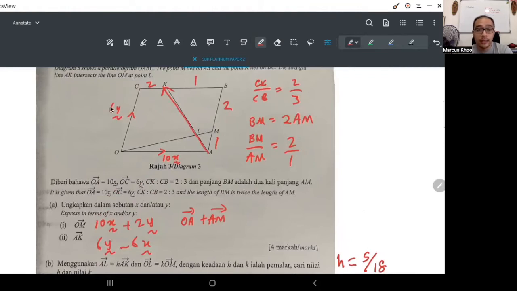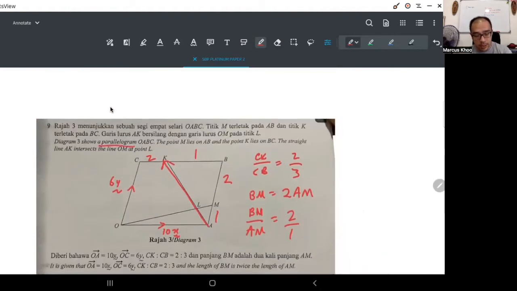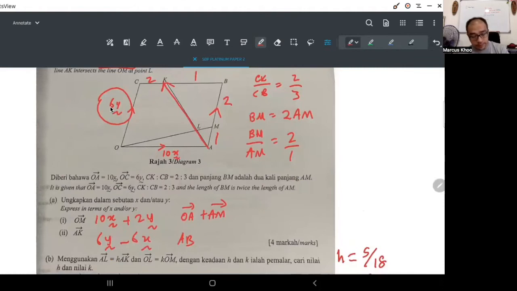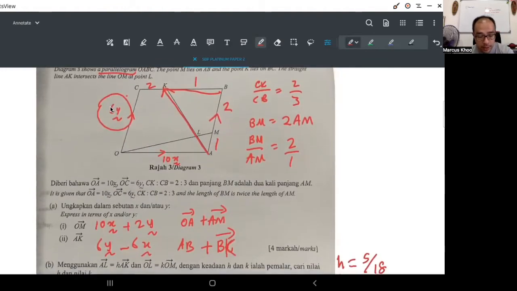I guess the best way would be AK would be AB, because since this is a parallelogram, AB will also be 6y. So that one is no problem. So AB plus BC, sorry, BK. Sorry, I think there's a mistake in this question. This should be CK and KB. Yeah, this is 3.